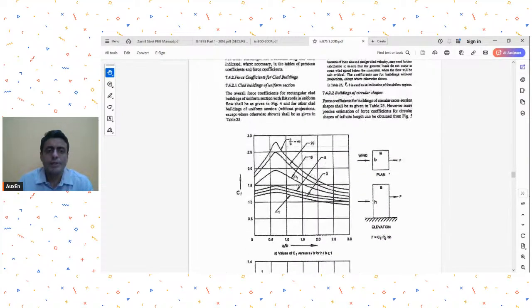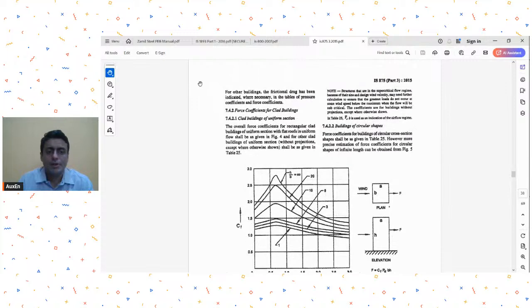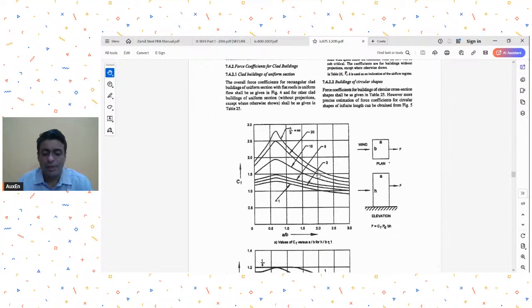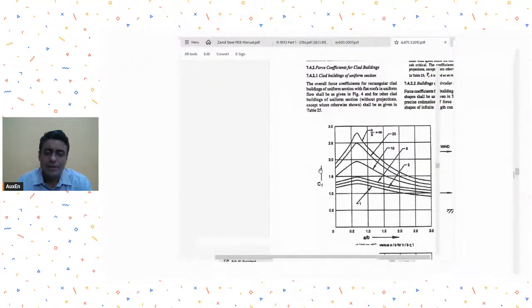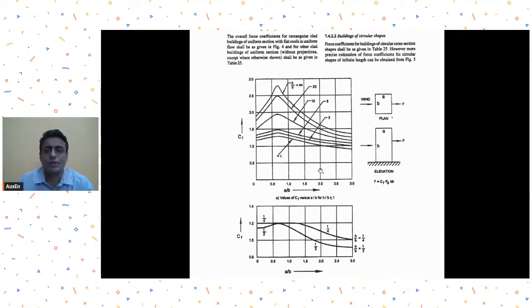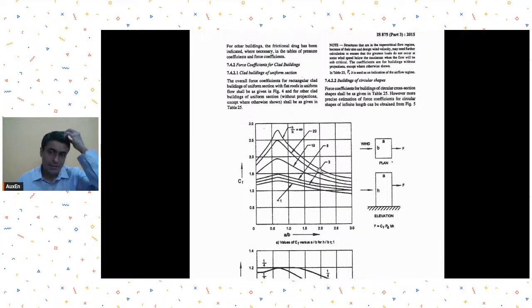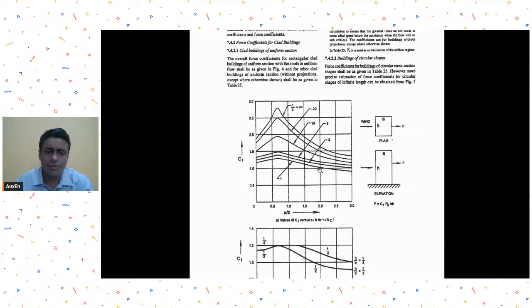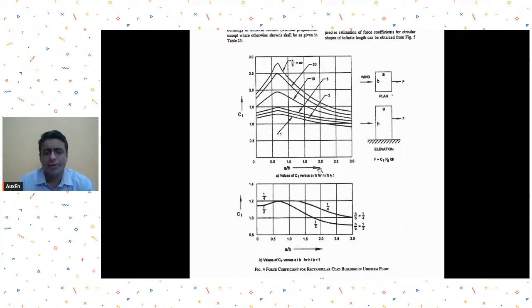You see, clad buildings of uniform cross section. So this Figure 4 is the same figure that we even use for tall structures to calculate the CF and then multiply it by the gust factor. So even for low rise buildings, the same table you can use. Is it clear?